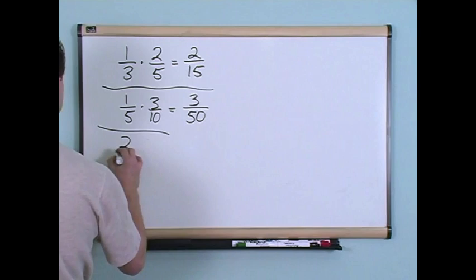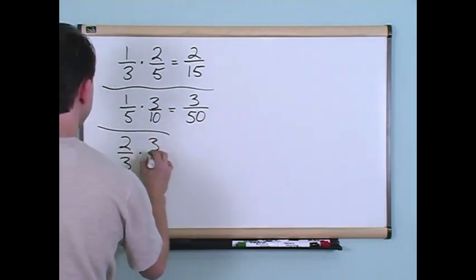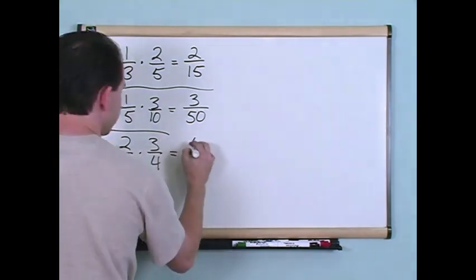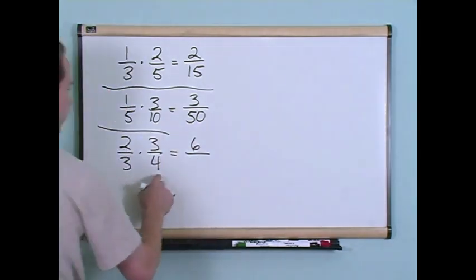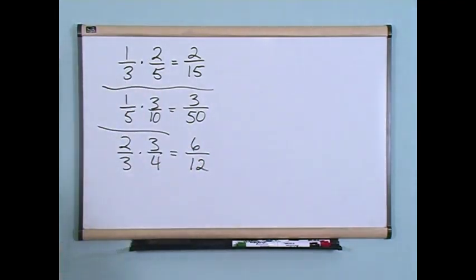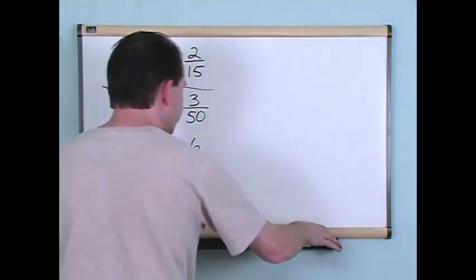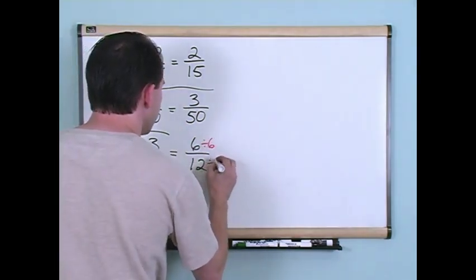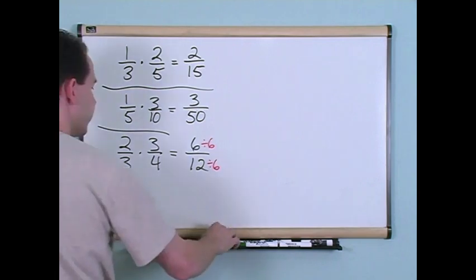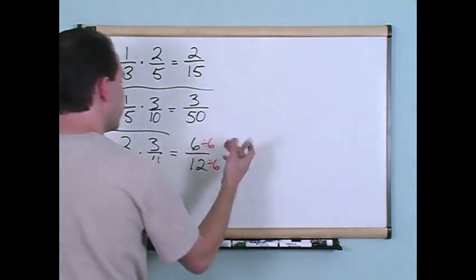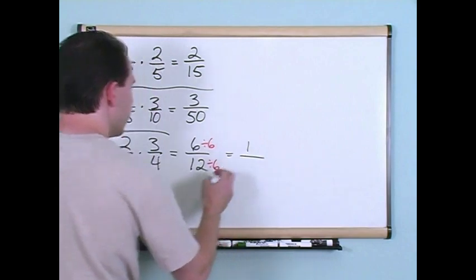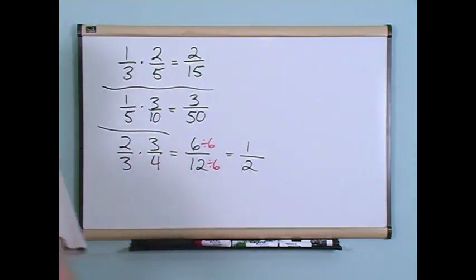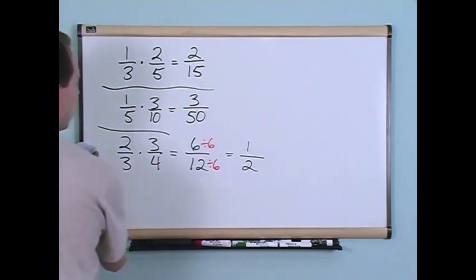What if you had 2/3 times 3/4? Multiply the top. 2 times 3 gives you 6. Multiply the bottom. 3 times 4 gives you 12. Always check and see if you can simplify the fraction. In this case, you can, because you can divide the top by 6 and the bottom by 6. As long as you're doing the same thing to the top and the bottom, you're okay. 6 divided by 6 gives you 1, and 12 divided by 6 gives you 2. So the final answer here would be 1/2, okay? 1/2.